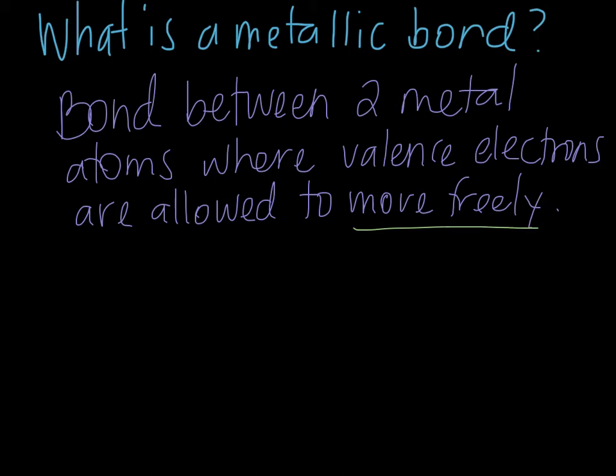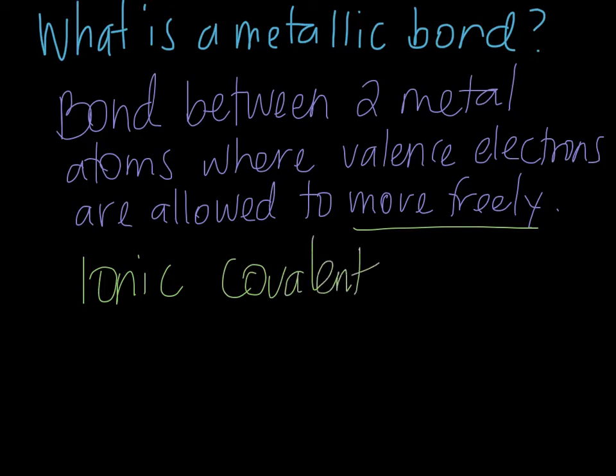So this is different from the bonds that we have talked about before, which is ionic and covalent. So remember, an ionic bond is whenever you have an exchange of electrons, and then a covalent bond is where you are sharing a pair of electrons. So in these bonds, these electrons do not move.